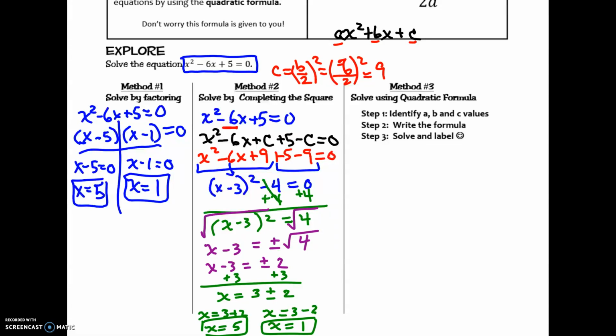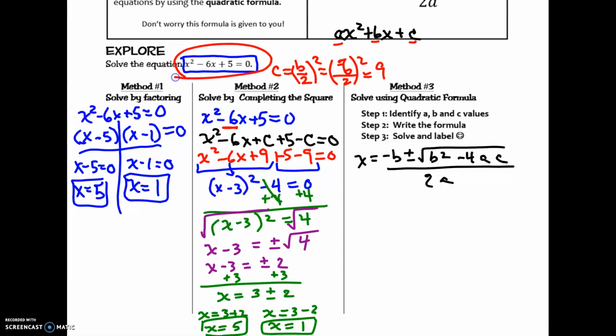So for method 3, we're going to use this new equation called the quadratic formula. X is equal to -b plus or minus the square root of b squared minus 4ac all over 2 times a. So the first thing I'm going to do is I'm going to identify in my polynomial, right here, what my a, b, and c value is. So a is equal to 1, because it's 1x squared. B is equal to -6. And c is equal to +5.